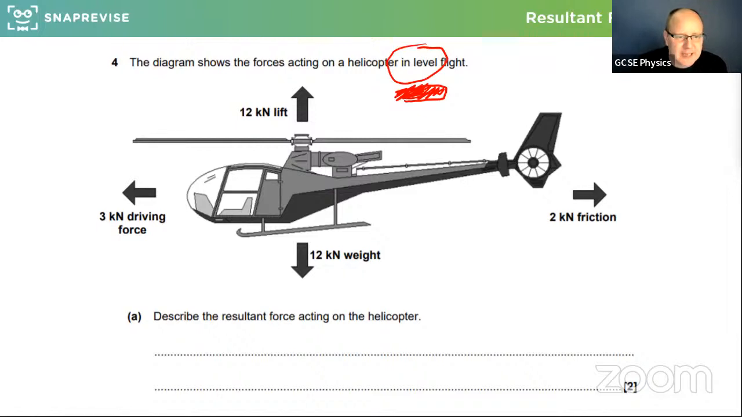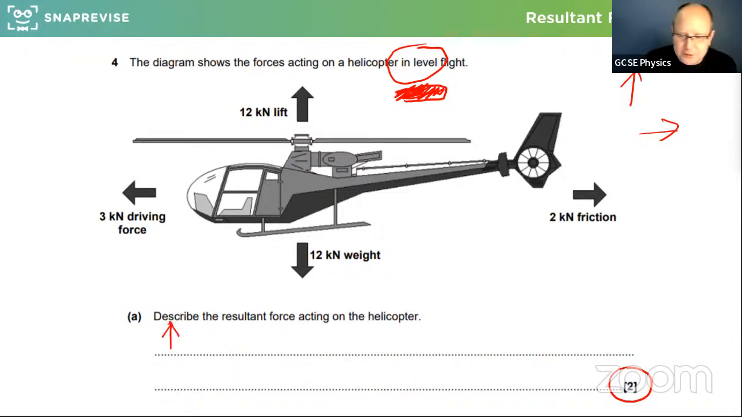Describe the resultant force acting on the helicopter. So we need to explain vertically and horizontally. We've got two marks to gain here, and we've got two directions to deal with, the vertical and the horizontal. So I'll deal with vertical first of all in this case.